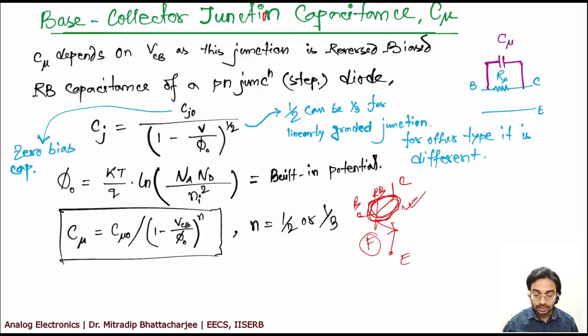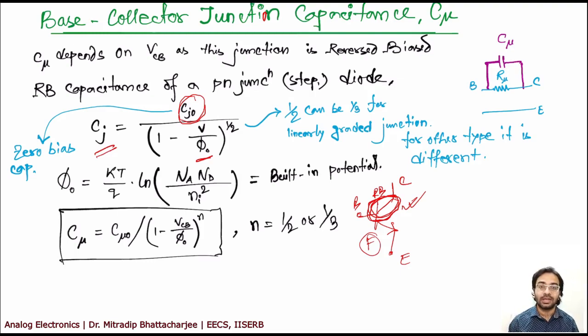So this reverse bias capacitance will be the base collector junction capacitance. So what is the reverse bias junction capacitance? We write it as Cj equal to Cj0 divided by 1 minus V by phi 0. Now this Cj0 is the zero bias capacitance. Zero bias capacitance means when there is no biasing, whatever capacitance there is will be the zero bias capacitance.